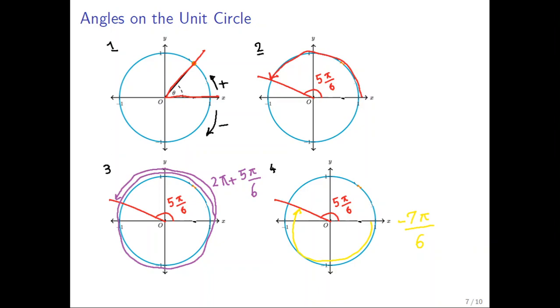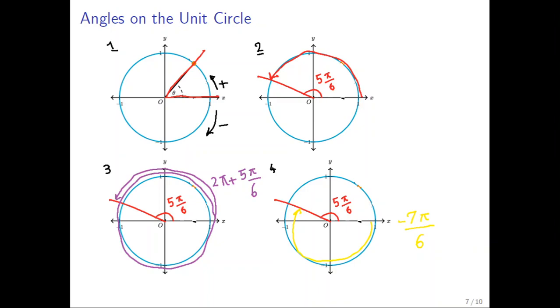If we move, let's work on figure 3. If we move a complete circle and then move until we reach 5 pi over 6, as you see in the purple path, then you reach the angle, which is 2 pi plus 5 pi over 6. As you see, the geometric interpretation of 5 pi over 6 is the same as 2 pi plus 5 pi over 6, but these are different angles.